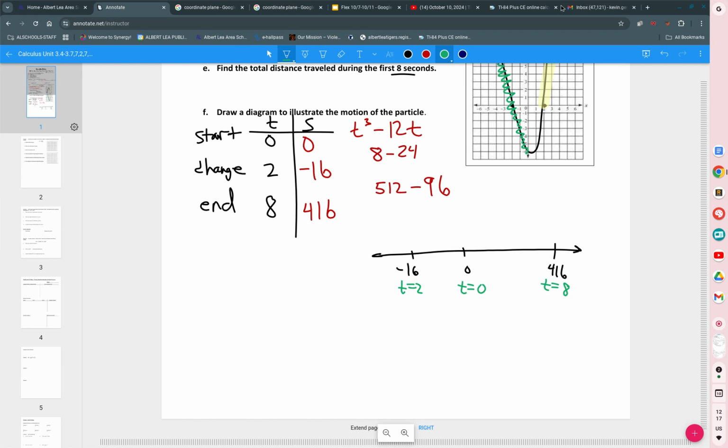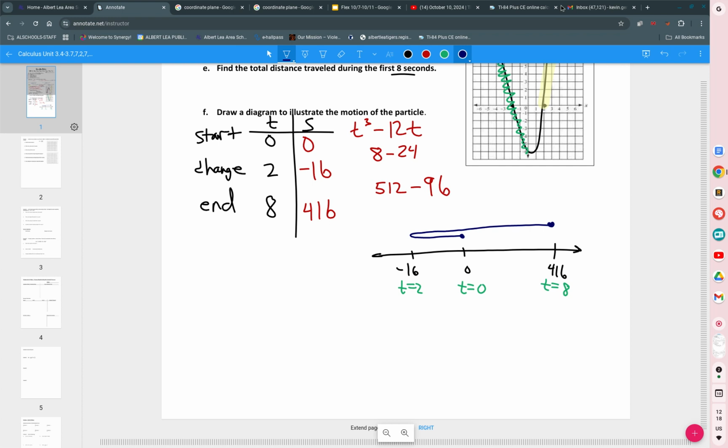So on my number line, I write the locations, and underneath I chose to write the times, so that way I know kind of where I'm going. I go from time 0 to time 2 to time 8. So the motion of the particle starts here, goes back to negative 16, and forward to 416. Now in this situation, we just had one time that it changed. It's possible we could have 2 times that it changes, and so you look at both of those.